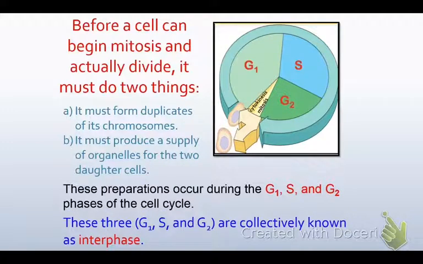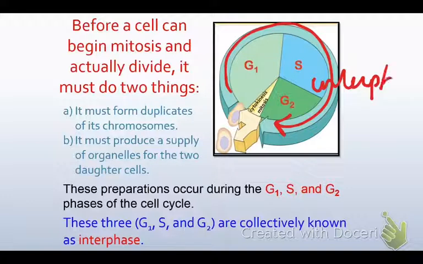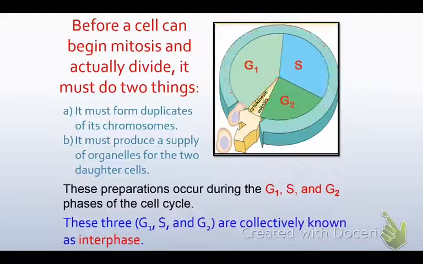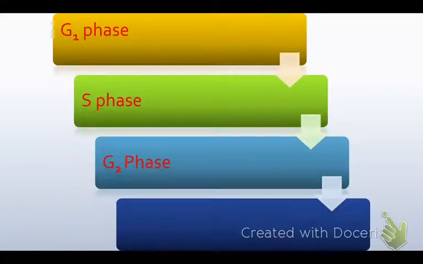These 3 phases, G1, S, and G2, are collectively known as interphase. So we could say this whole section, see how this blue arrow wraps all around, that whole thing is interphase. And then we have our mitosis and cytokinesis. See? Interphase.